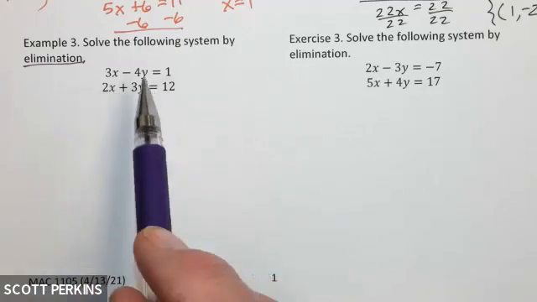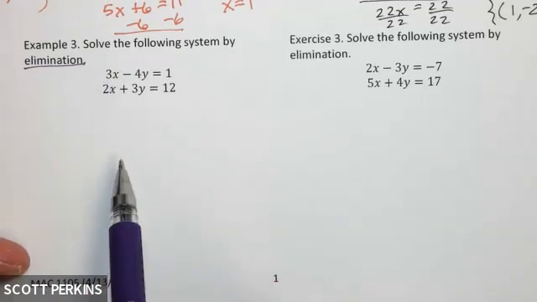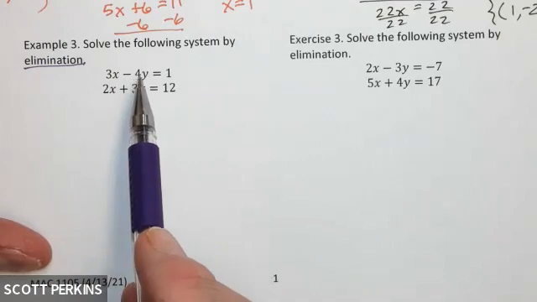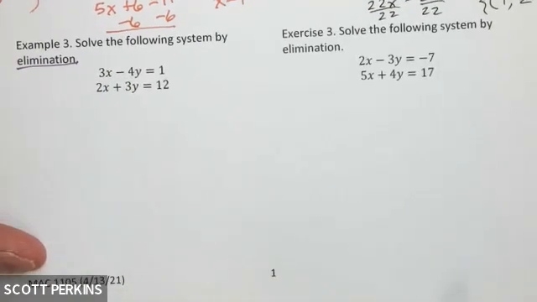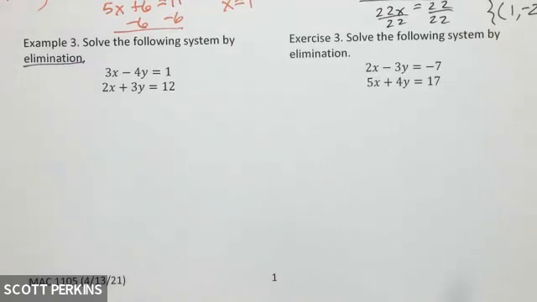So notice if I was to add things now, 3x and 2x is 5x. That's not good. Negative 4y and 3y is negative 1y. That's not great. So I need to adjust these equations. Anybody want to propose to me what I can multiply the equations by to get either the x's or y's to cancel? I don't care which.